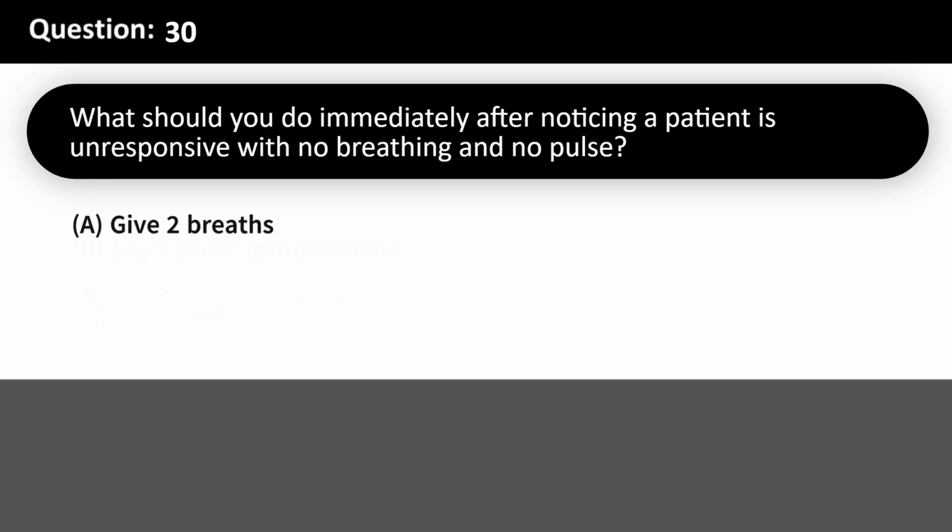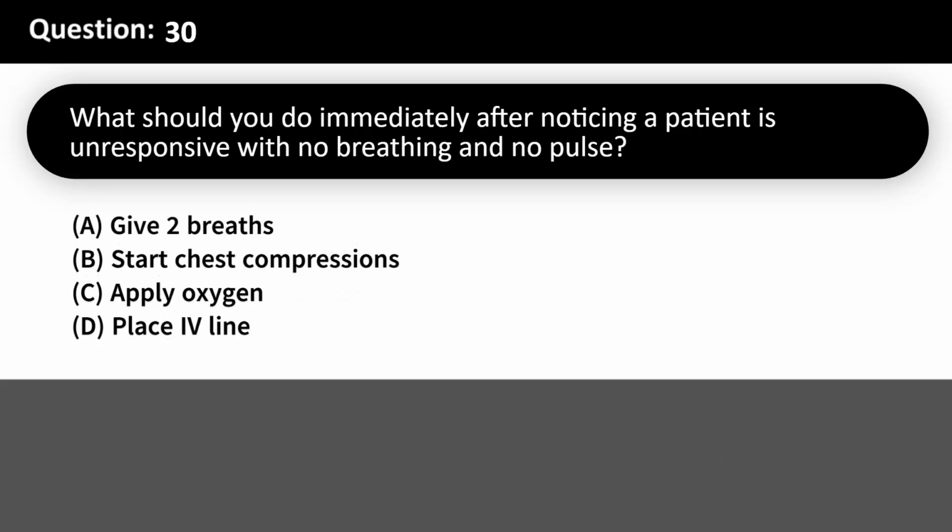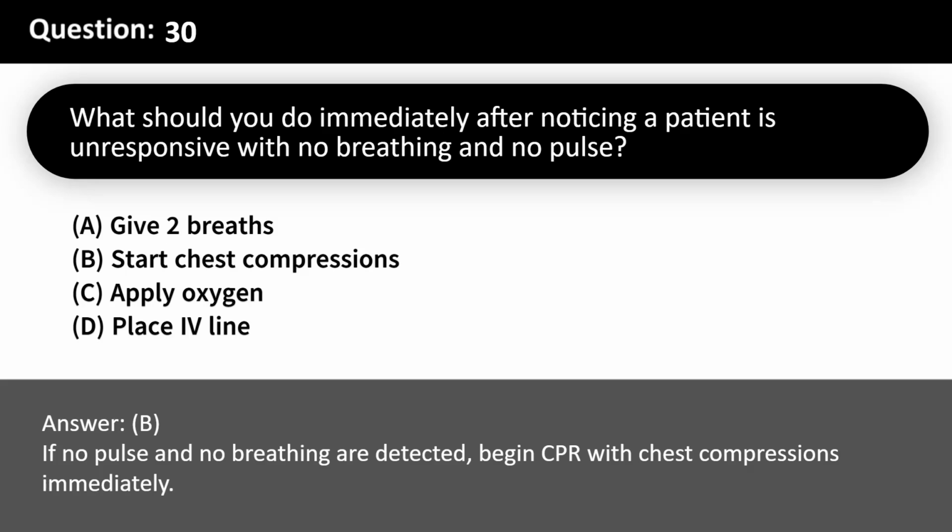What should you do immediately after noticing a patient is unresponsive with no breathing and no pulse? A. Give 2 breaths. B. Start chest compressions. C. Apply oxygen. D. Place an IV line. Answer: B. If no pulse and no breathing are detected, begin CPR with chest compressions immediately.